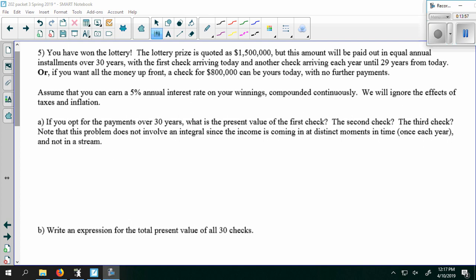So assuming you can earn 5% annual interest on your winnings, compounded continuously, ignore the effects of taxes and inflation, we want to compare these two options. Should we take the annuity or should we take the lump sum? So first we need to figure out how much these checks are going to be for. So I have to take $1.5 million and divide by 30 checks.